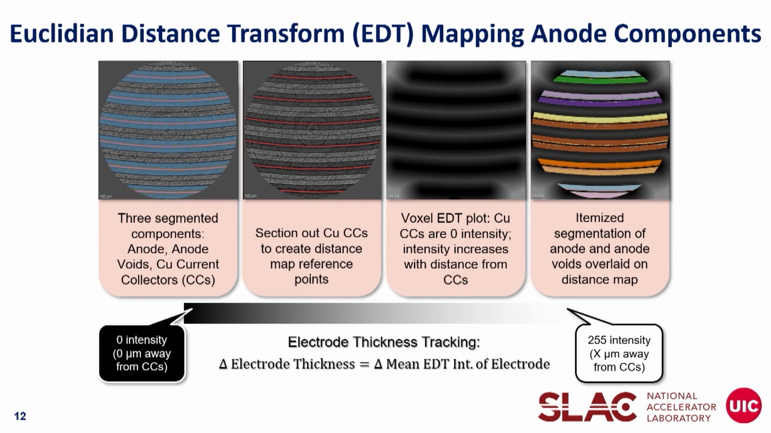So in this case, for both the positioning of the voids as well as electrode thickness, we're using the corresponding current collectors, which are sandwiched in between the layers, as our reference point to calculate our Euclidean distance transform gradient map. This is really nice because it follows the contour of that spirally wound cell. And we're using this mean value of distance to negate some of that error around the boundaries of the segmentation components.